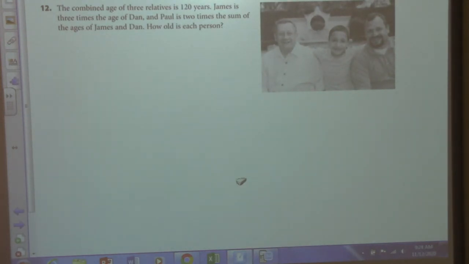This is pretty similar, isn't it, to problem 11, when you look at it? Okay, let's see. Combined. How old is each person? Yeah. So it's like James, 3 times.